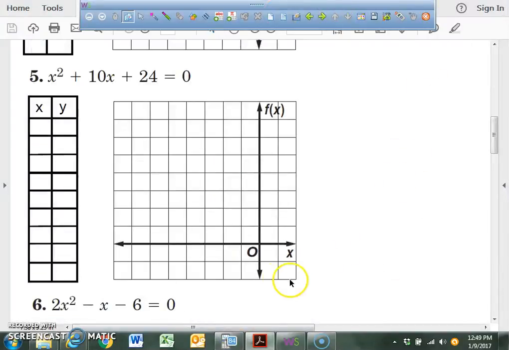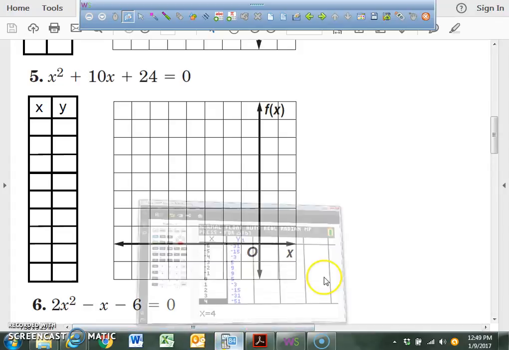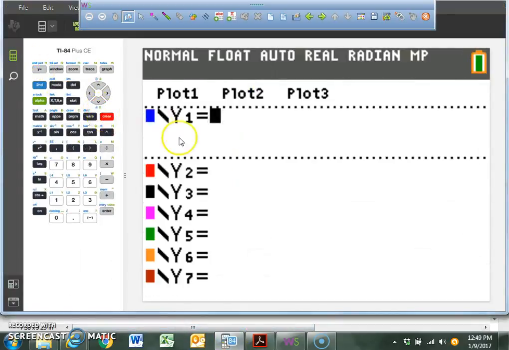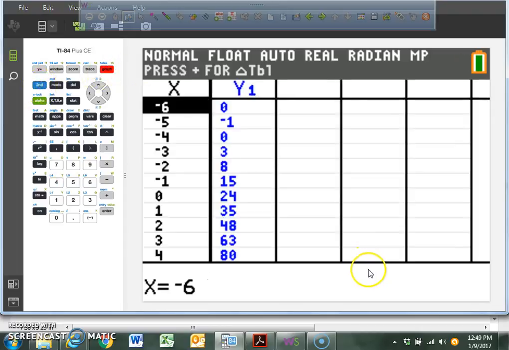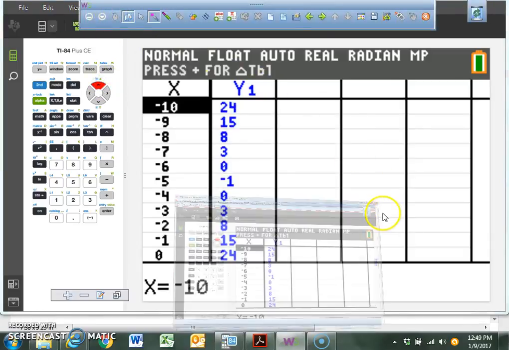For those of you that watched the last video, it didn't make a whole lot of sense, so we're going to do one where you have exact solutions. Our equation was x squared plus 10x plus 24. Okay? We're going to check the table, and then we're going to transfer this table over to our page.